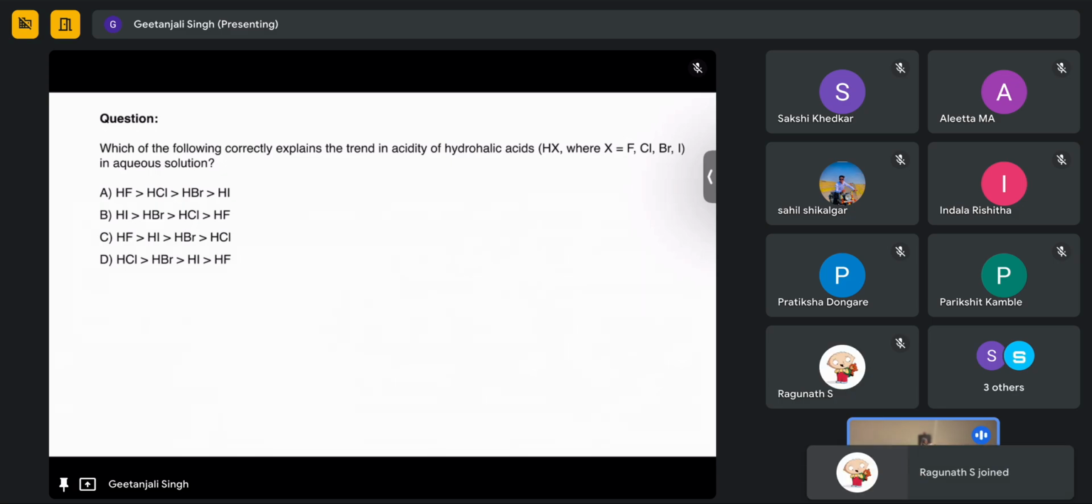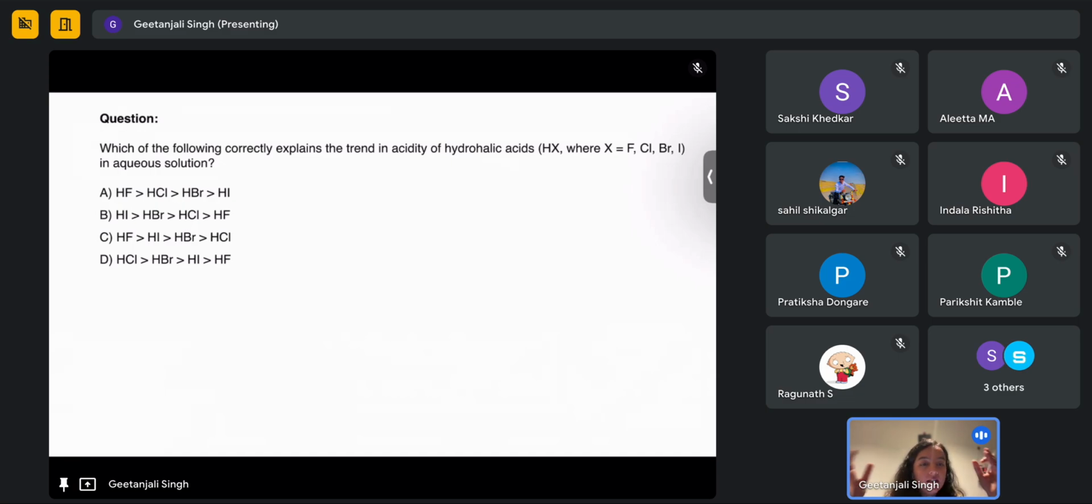Now, again, this question is based on the same concept that we discussed. Take some time and just try to apply what we just learned. Which of the following correctly explains the trend in acidity of hydrohalic acids? Hydrohalic HX, where X is a different kind of halogen, in aqueous solution. The options are HF, HCl, HBr, HI.